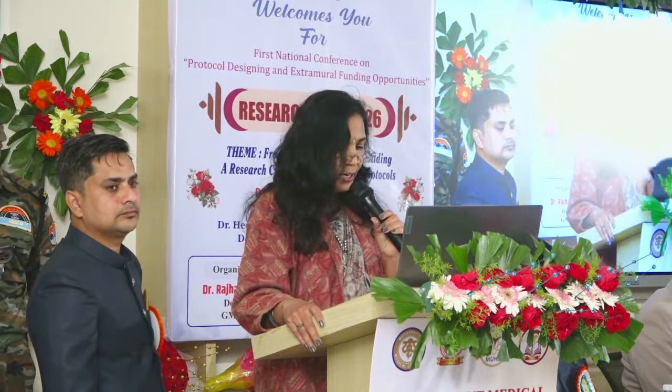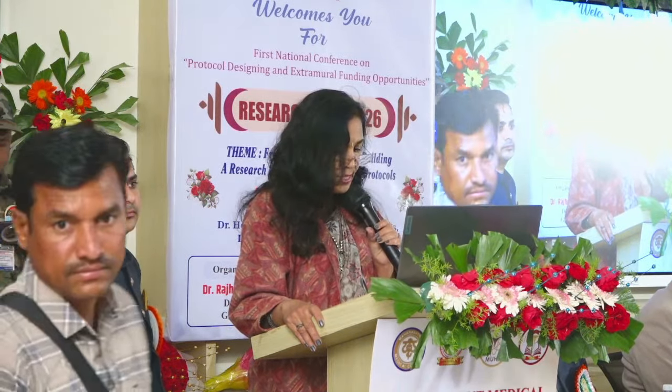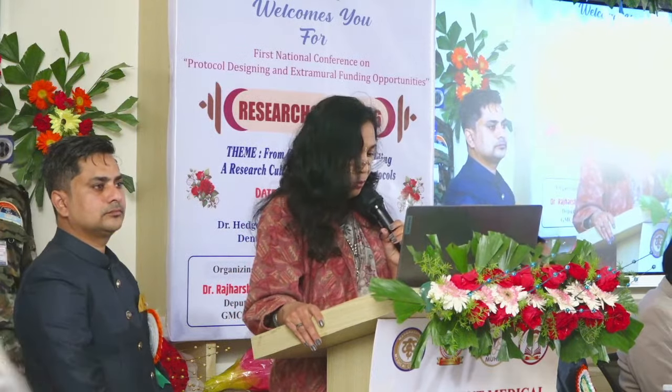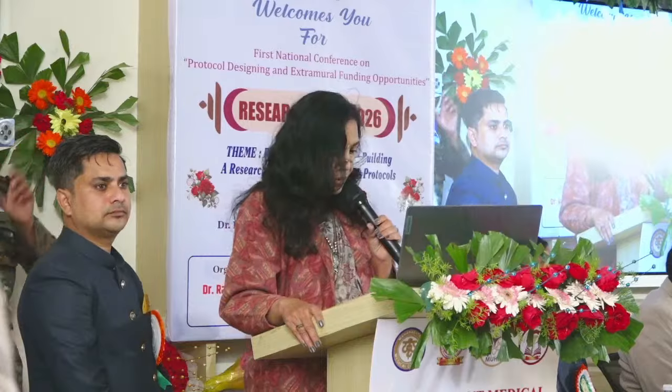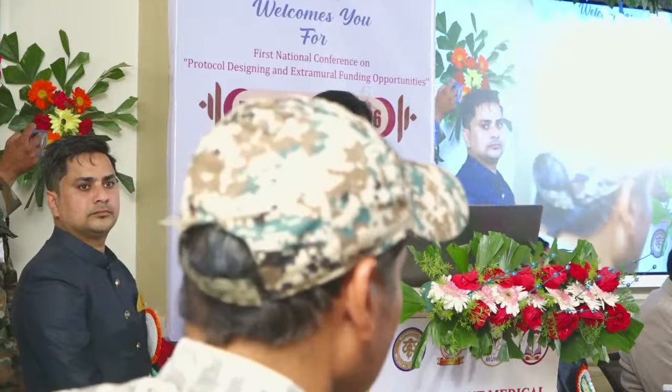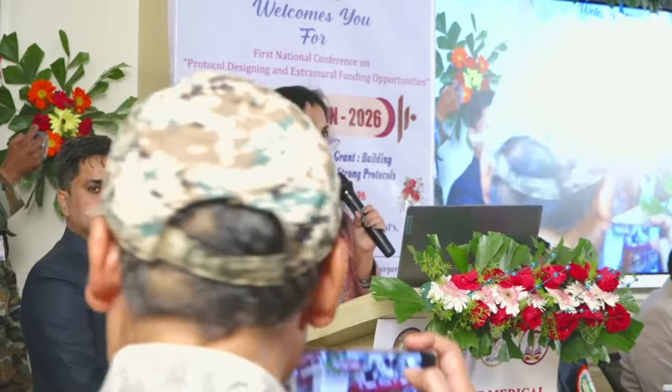To formally inaugurate this significant event and to grace the dais for the sacred moment, we have been blessed with the presence of the Honorable District Magistrate of Hingoli as our chief guest, Mr. Rahul Gupta sir.